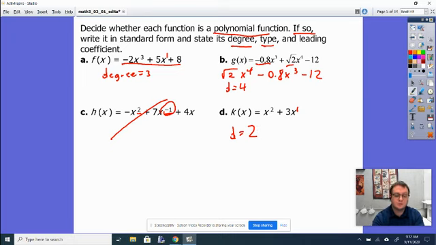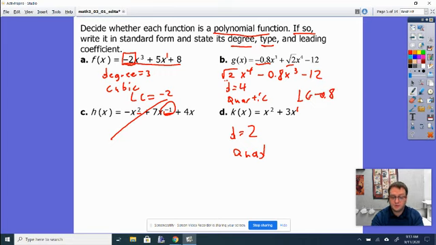Type. This one is a cubic. This one is a quartic. And this one is a quadratic. Leading coefficient, so I go to that front one in standard form and just write down the coefficient. So my leading coefficient here is -2. Leading coefficient on the second one, -0.8 or 0.8. And then my leading coefficient here, I have that invisible 1.